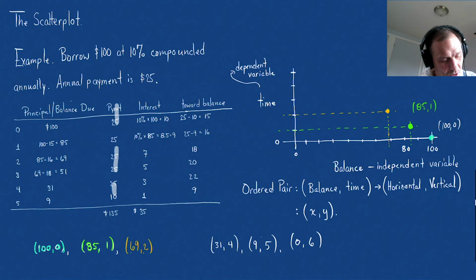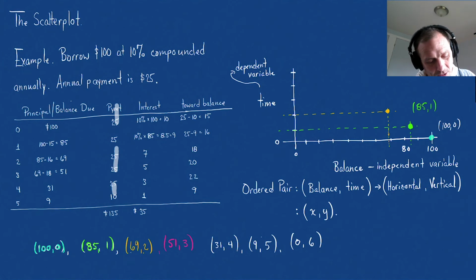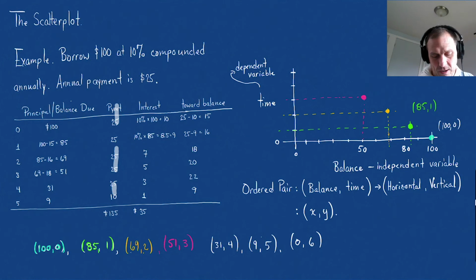51, 3. So I go over to 51. I've got to put 50 on here. 10, 20, 30, 40. Here's 50. I'm putting this in pink. So 50, and then year 3.